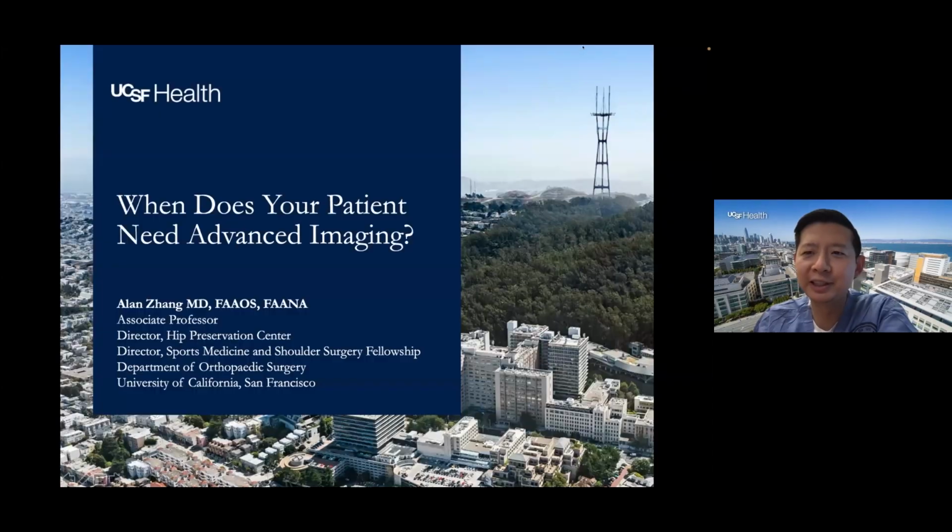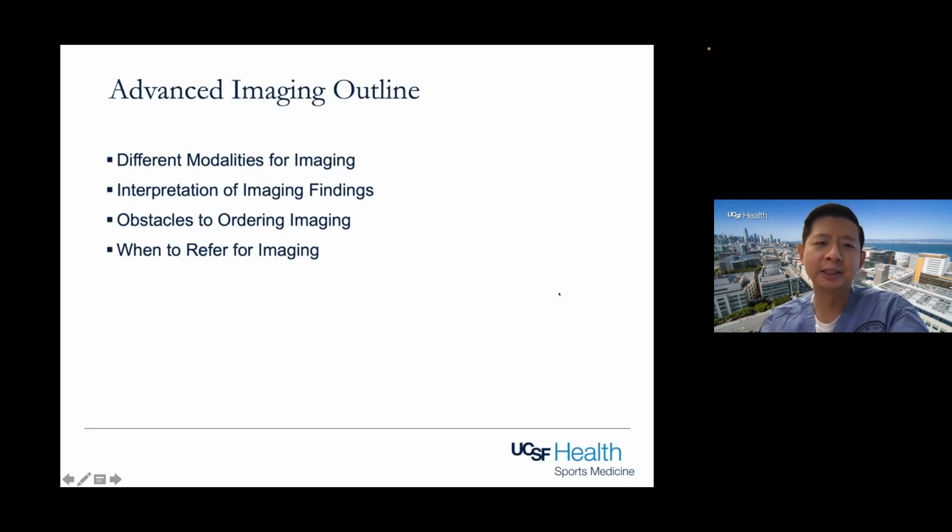The topic of this talk is, when does your patient need advanced imaging? Okay, so this is an area where there's been some changes in the regulation of this area, and there's also changes in patient perception of imaging. So I think this is a good topic for us to cover across the spectrum for all of our providers, regardless of what you're specializing in.